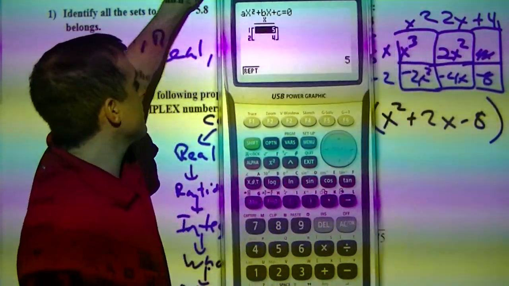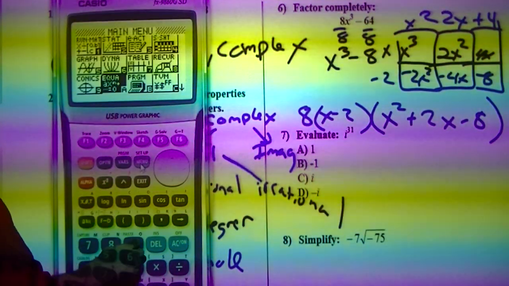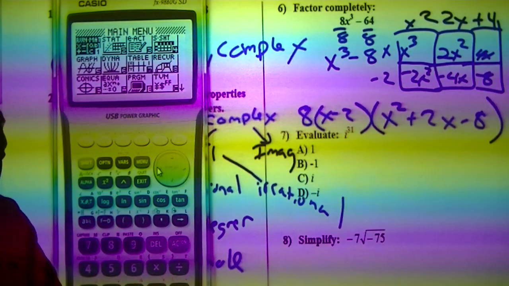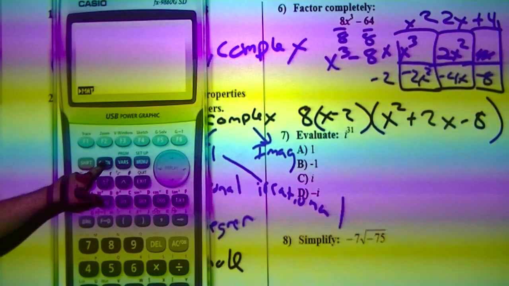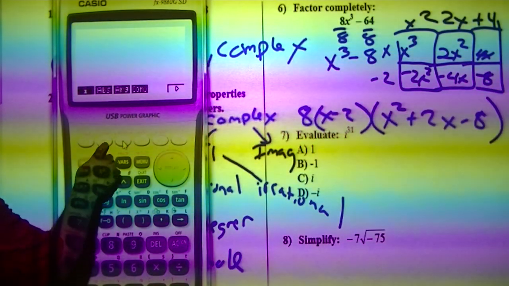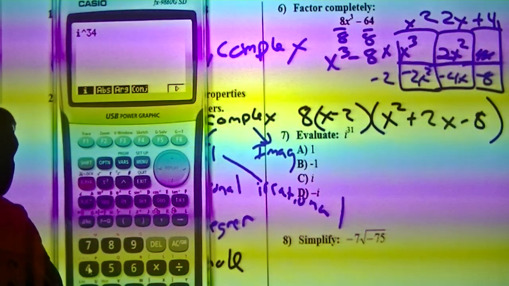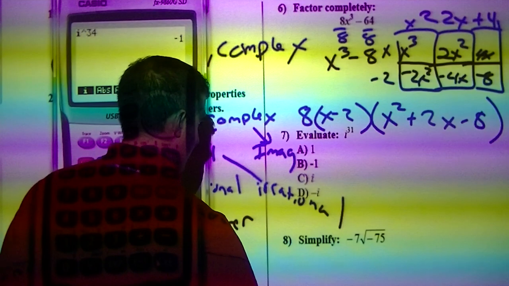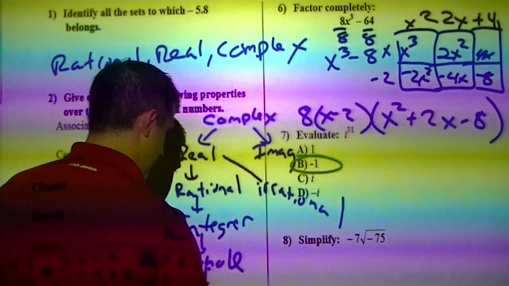So what I want to do is go back to this screen. I want to go to menu, and now I'm going to go to option. I'm going to go to complex. This is a simple i to the 34th. I get negative 1. Don't outthink yourself there.